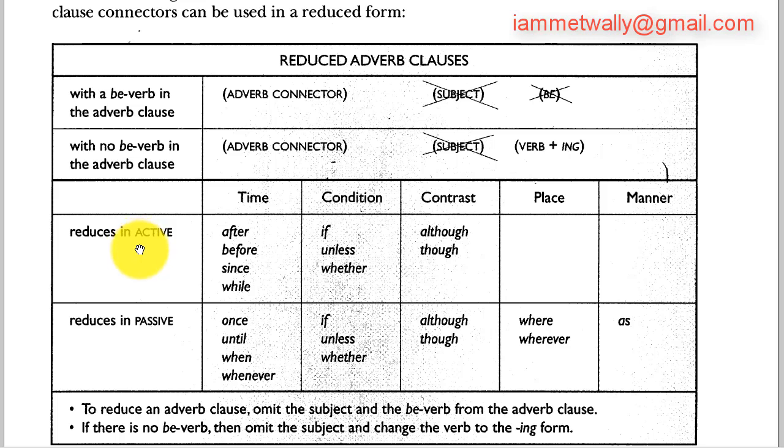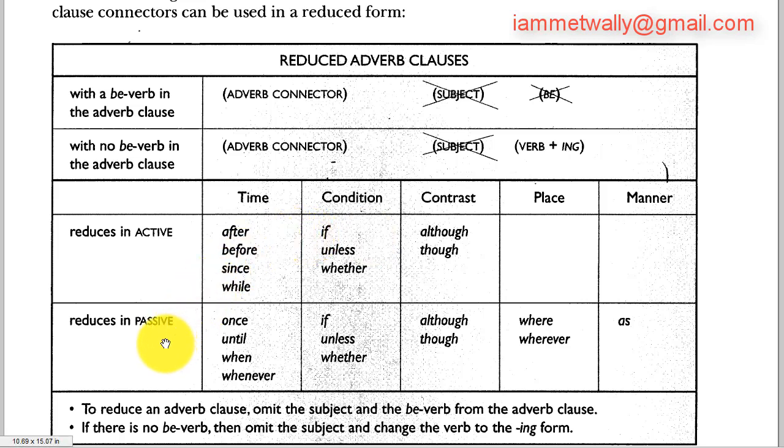Some adverb clauses are reduced in passive and some are reduced in active. Something you can reduce in active: after, before, since, and while; for the condition: if, unless, whether; for the contrast: although, though; and you don't have anything in the place and in the manner.